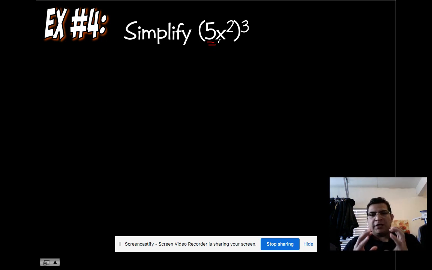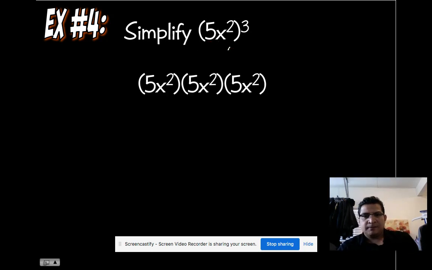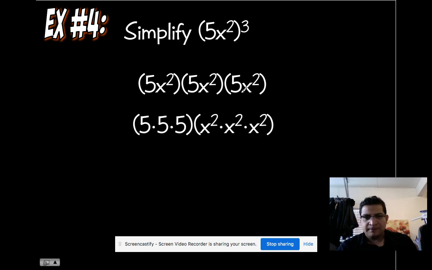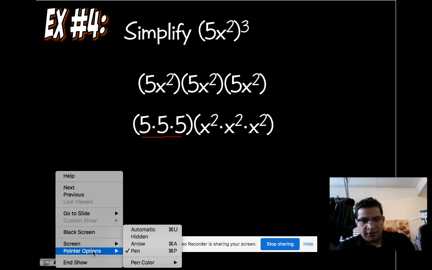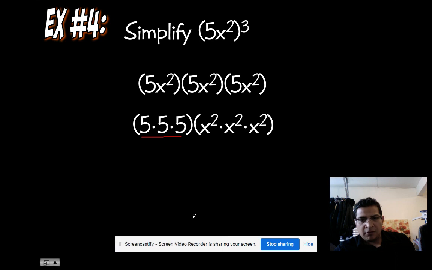So I'm raising the quantity 5x squared to the 3rd power. That means that I have 3 copies of this. So I can rewrite it. 1, 2, 3. 3 copies of what's inside the parentheses. Now this 5 here is going to be grouped with this 5, and all the x's are going to be grouped together also. So watch this. I put all the 5's together, and I put all the x's together.